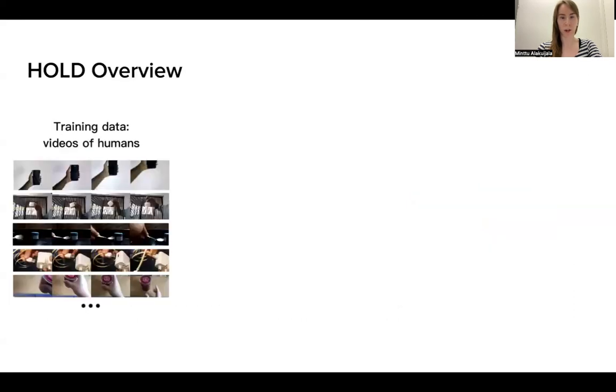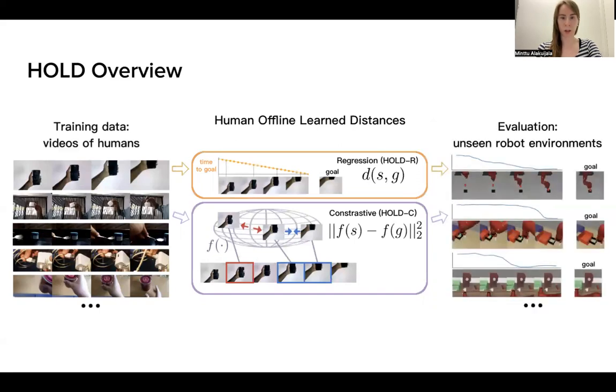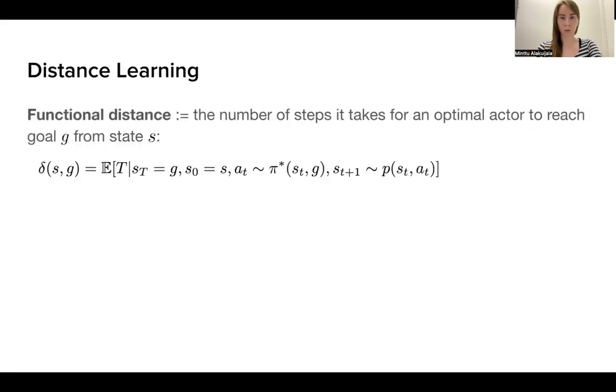We start from a dataset of unlabeled, mixed task human videos and use them to train a distance function using either a regression or a contrastive objective. Once trained, the HOLD model is fixed and its predictions are used to train RL policies for various goal image conditioned robot tasks. Specifically, the goal of our distance models is to represent functional distance, that is, the number of steps it takes for an expert to reach a state G from a state S.